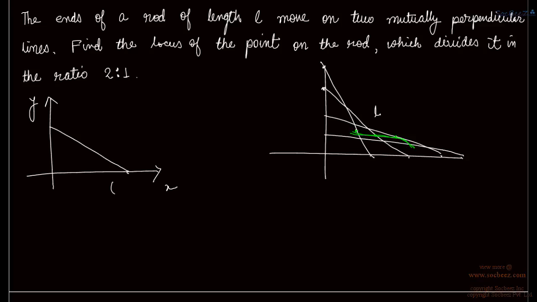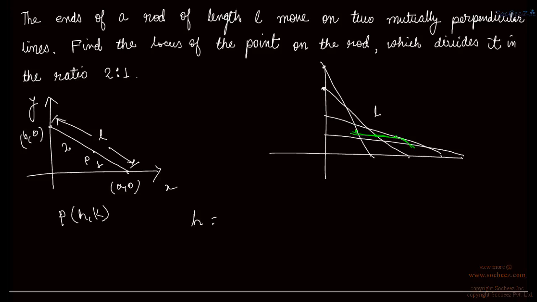Let us take this point as A0 and this point as B0, and this length of the rod is fixed, which is L. Okay, and we have a point P which divides it in the ratio 2:1. So the coordinate of point P, let us have the coordinate of point P as h and k.